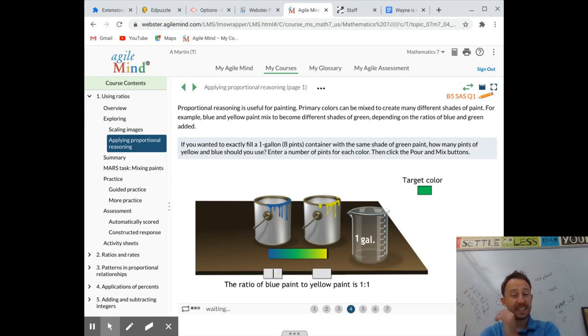So if I want exactly 8 pints and I want us to have the same number of parts of blue paint to parts of yellow paint, what would get me to exactly 8 pints? What do you think, Hagen? 8 parts blue and 8 and 8, I think. All right, if we had 8 and 8, would that make 1 gallon or would it make 2 gallons? 2 gallons. That'd make 2 gallons. In this case, they only want to make 1 gallon.